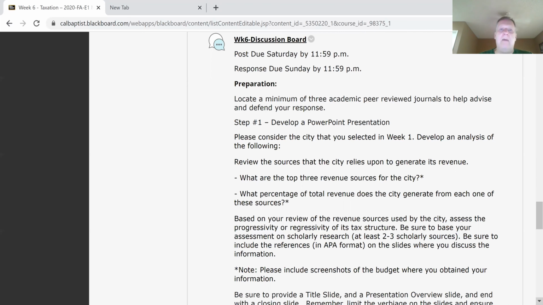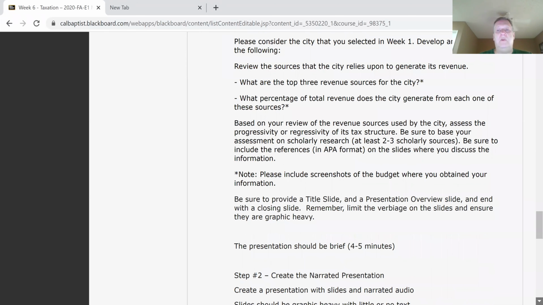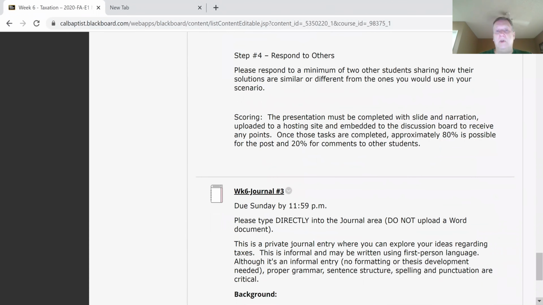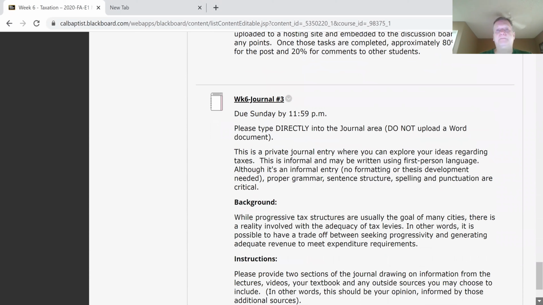So again, to recap, what revenue sources are being used? What are the top 3 revenue sources being used? What percentage of total revenue do they get from each one of those top 3 revenue sources? And then assess the progressivity or the regressivity of the tax structure in your city. And so that will then be your PowerPoint presentation for your discussion board participation this week.